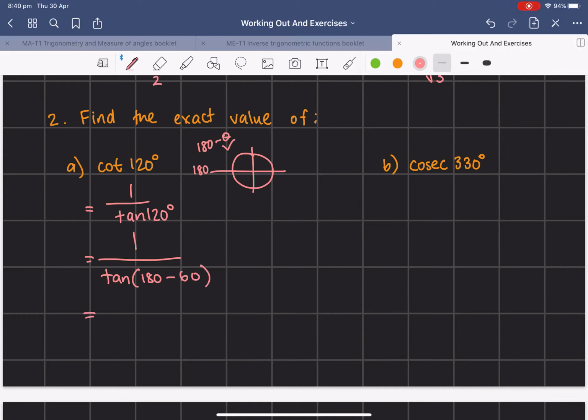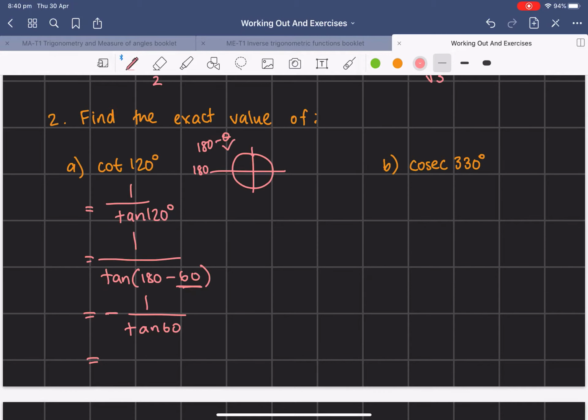Okay, so now I've got to decide in that quadrant. So it's going to be 1 over tan 60. But I need to decide, because 60 is the reference angle, that's why I got tan 60. I need to decide in that quadrant, is it positive or negative? Is tan positive or negative? Well, tan in the second quadrant is actually negative. So I need to put a negative out in front.